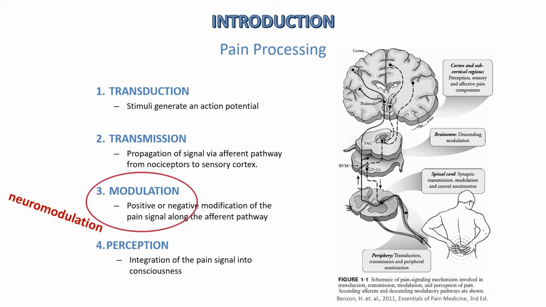Pain processing begins with transduction, where stimuli generate an action potential. Then, transmission is the action of propagating that signal via the afferent pathway from nociceptors to the sensory cortex. The third step is modulation, which consists of a negative or a positive modification of the pain signal along the afferent pathway. The fourth is perception, which is the integration of the pain signal into the consciousness state. We'll focus on neuromodulation, step 3.